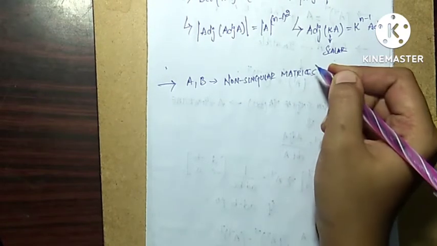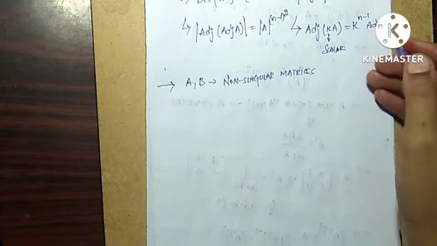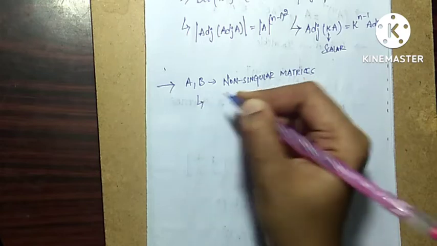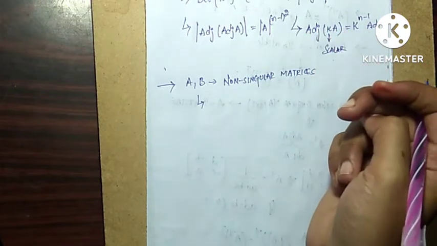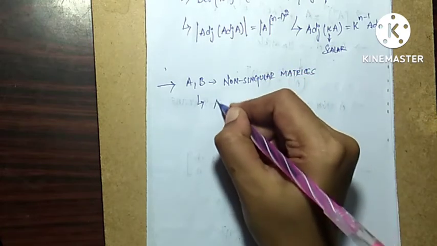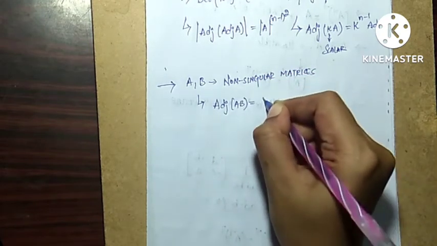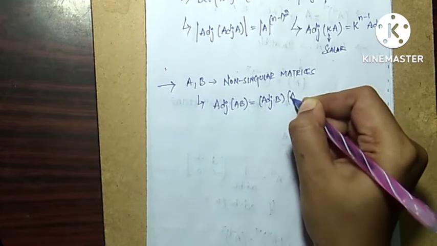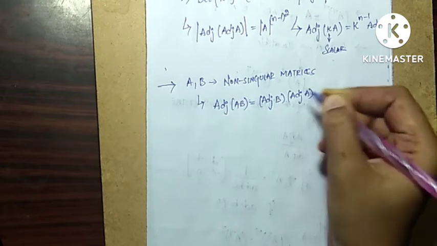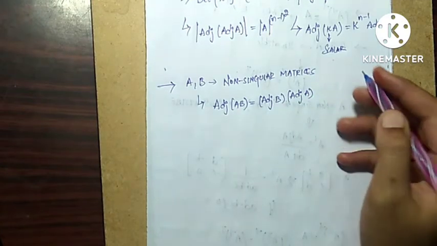What is that? If A and B are non-singular matrices of the same type, then there are two conditions. The first is that the inverse of AB is equal to the inverse of B into the inverse of A.